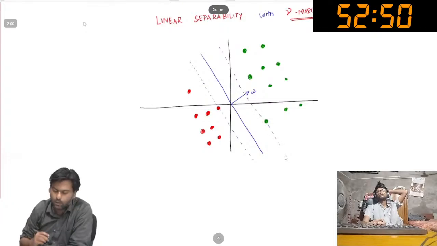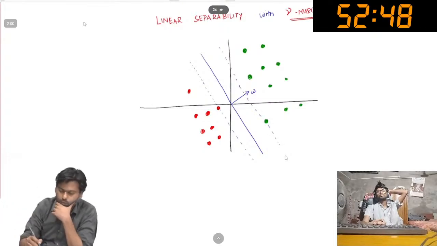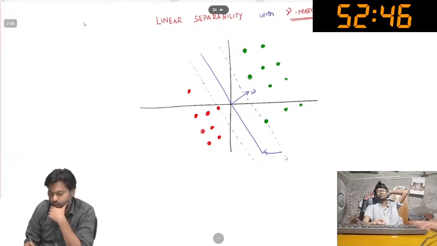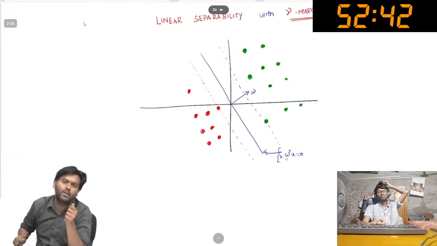Maybe that's a point here, right? So now what we are saying is that you have a data set. Now this is the W for which this line is W transpose X equal to 0, right? So this is the set of all X such that W transpose X equal to 0. Now what we're saying is that there are no points that lie on this line in my data set.